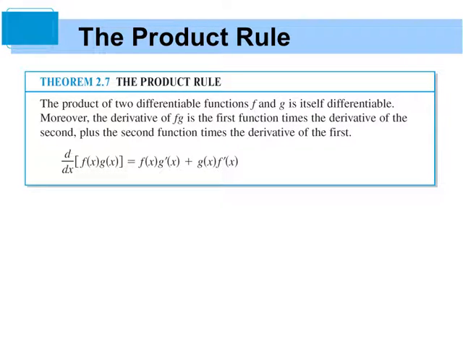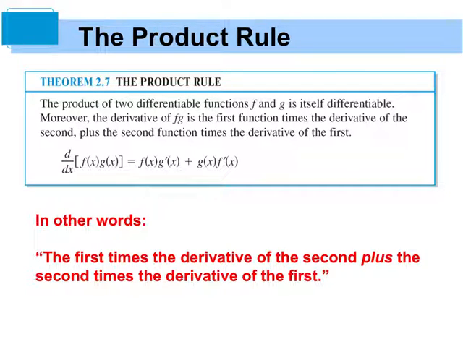Okay. The rest of this is all straightforward, and in fact, I put it in a little bit better English for you. This is the actual formula, so we're taking the derivative of the product of two functions, which are differentiable. You get f of x times g prime of x plus g of x times f prime of x. First times derivative of the second plus the second times the derivative of the first.